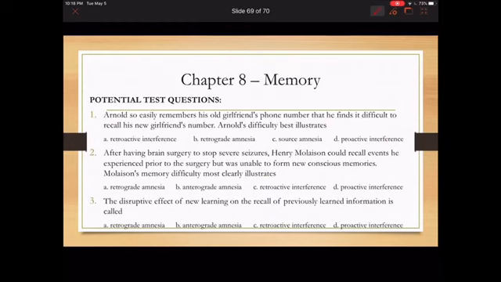Okay. So Arnold really easily remembers his old girlfriend's phone number, but he cannot remember the new girlfriend's number. So what are we failing to remember? We're failing to remember new information. So already that knocks out these first two. It's got to be proactive. And it's not amnesia because there was no brain damage involved. It's just proactive interference.